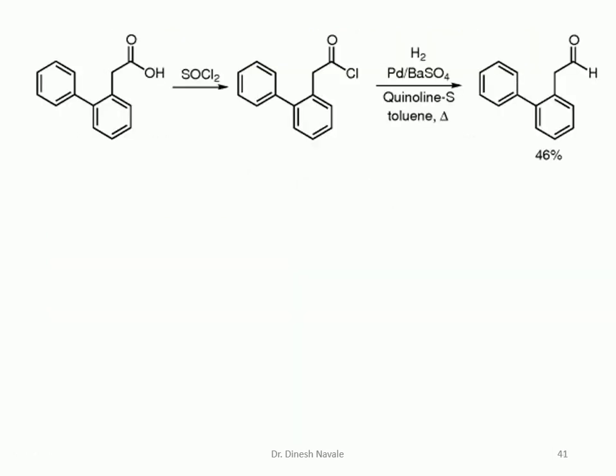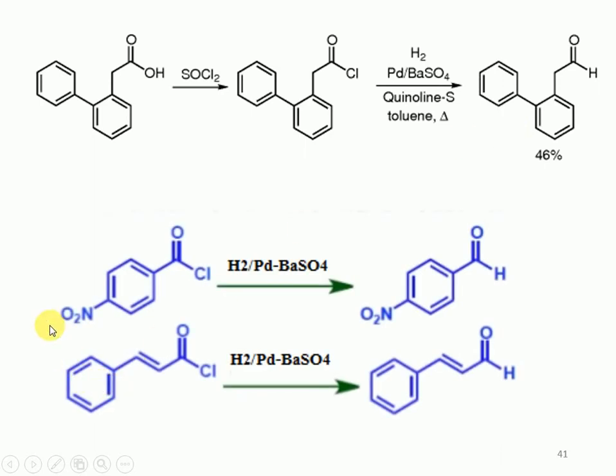The same acid halide can be prepared by reaction of the acid with thionyl chloride, which on further Rosenmund reduction will give the aldehydes. The same 4-nitrobenzoyl chloride on Rosenmund reduction will give 4-nitrobenzaldehyde. Cinnamoyl chloride on Rosenmund reduction will give cinnamaldehyde.